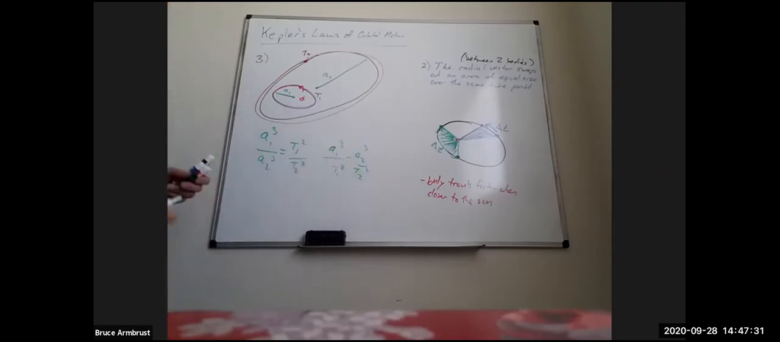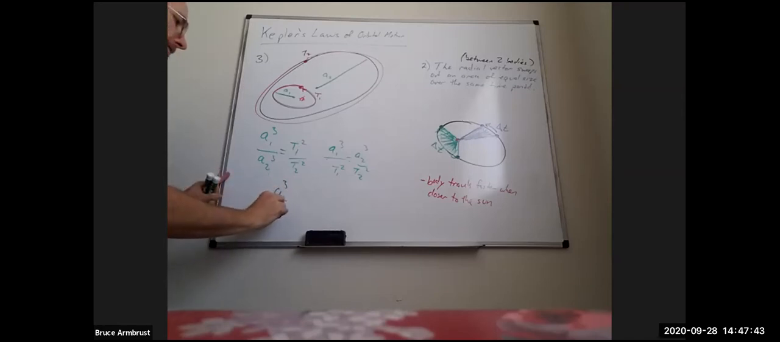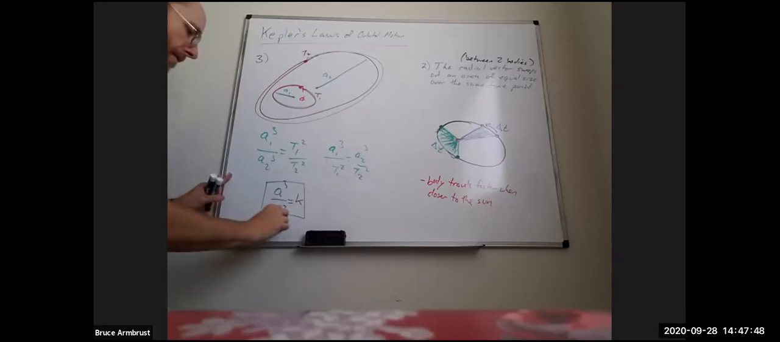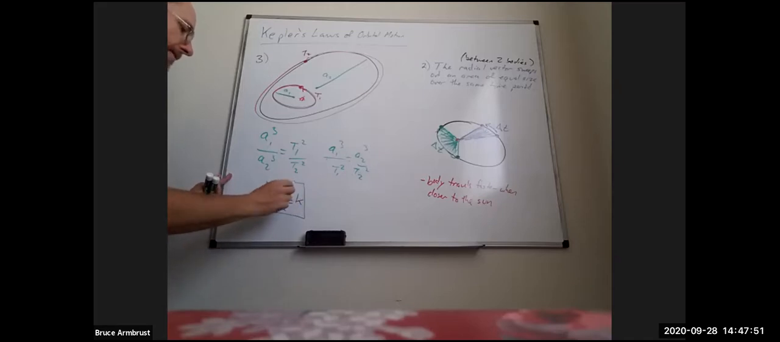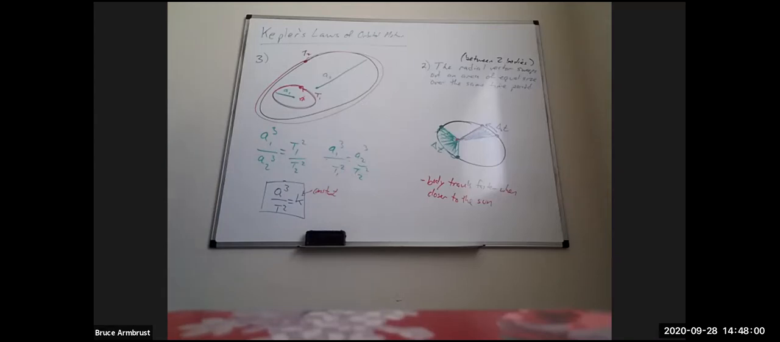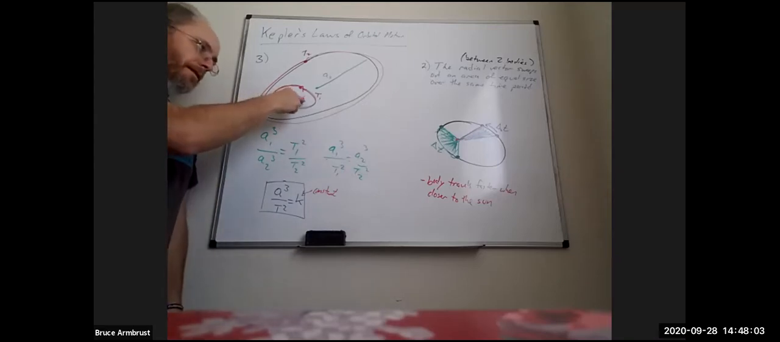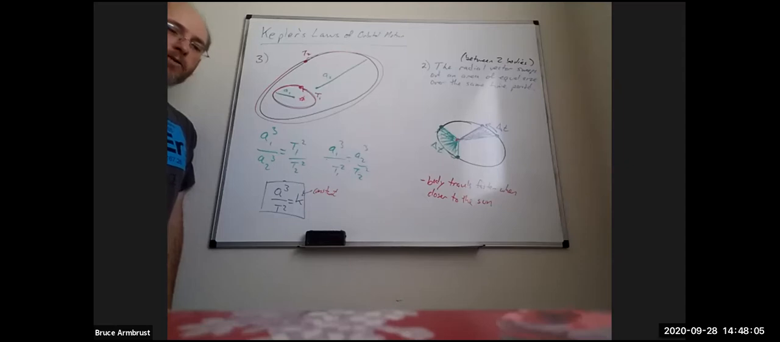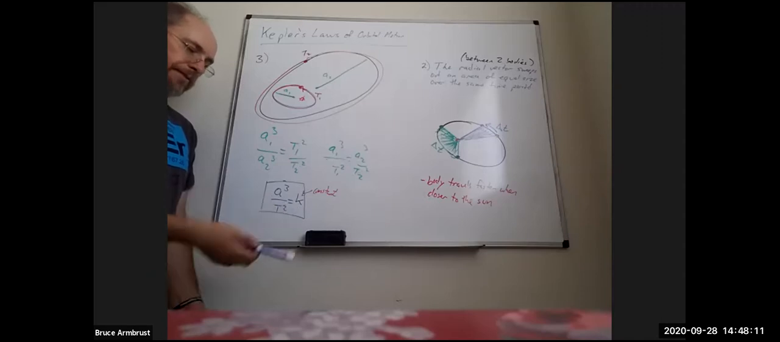And since these have the same form, and we don't necessarily want to be talking about other planets, sometimes you'll just see this written as A cubed over T squared equals K, where K is a constant value. And that K depends upon the body that you're orbiting. So if we're going to talk about planets orbiting the sun, that will give us a specific K.